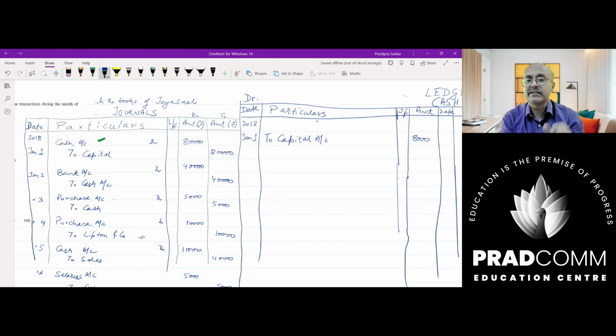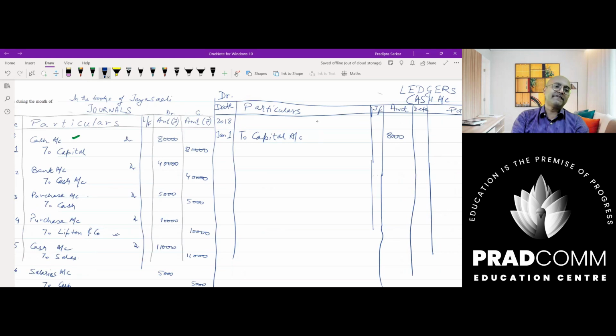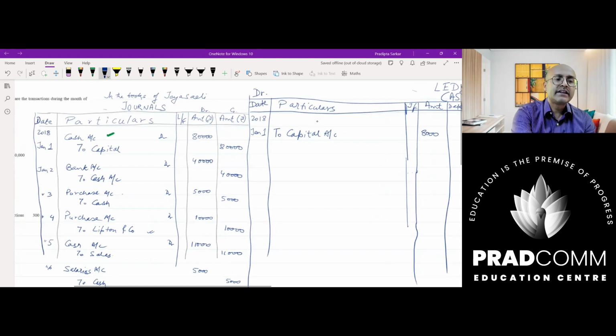So what does it mean? This means whatever account you are preparing, it may be purchase account, cash account, sales account, while posting the entries inside the ledger, that particular account will never be named. If you like writing cash account, do not write to cash or by cash. We will get to it later. So we are done with the first account. Next, come to the next entry.